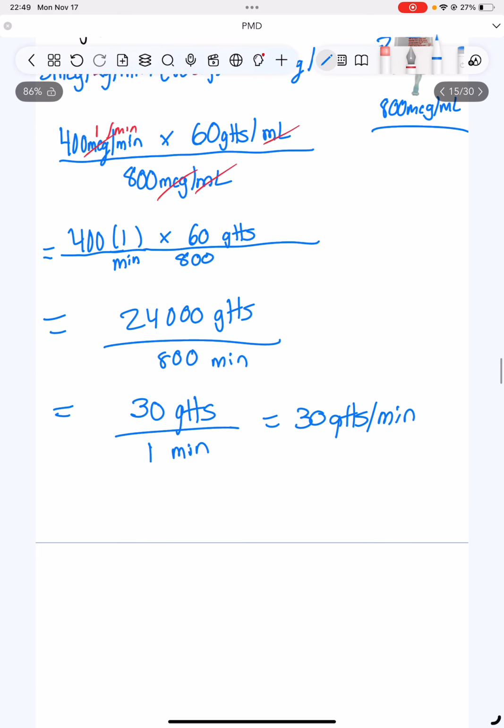Okay. So now if you have 60 seconds in a minute, and I want to figure out how many drops per second, okay, 60, yeah, there's your problem, derp. There's a lot of really easy spots to mess math up. 60 seconds in 1 minute, okay, times 30 drops.